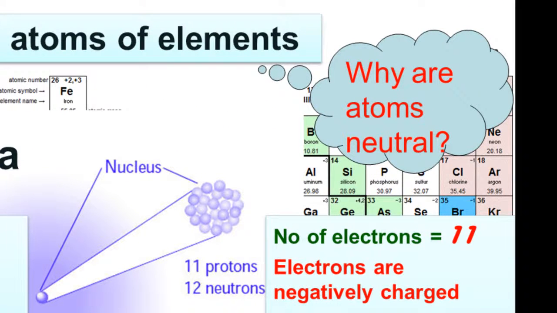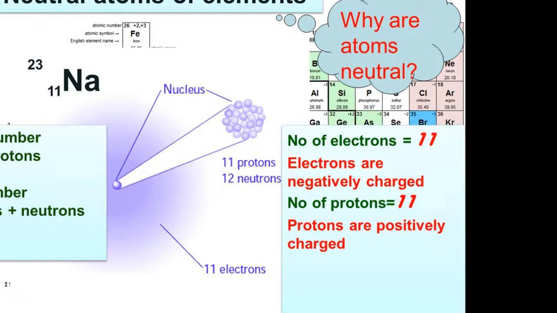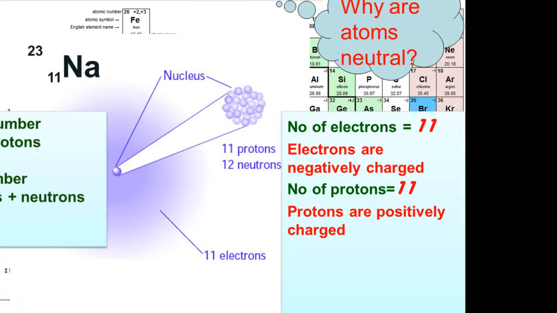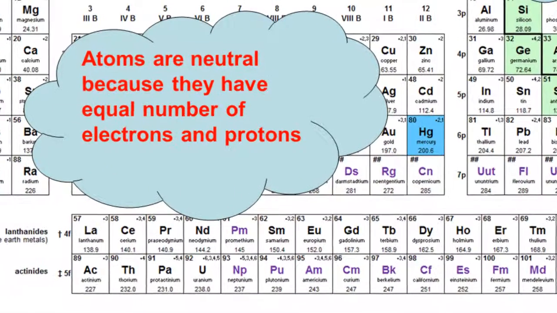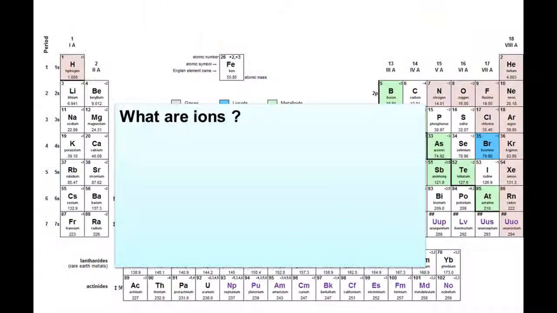The number of electrons in sodium is 11 and electrons are negatively charged. The number of protons is 11 and protons are positively charged. So the net charge due to 11 electrons, meaning 11 negative charges, and 11 protons, 11 positive charges, is 0. And that is the reason atoms are neutral, because they have an equal number of electrons and protons.